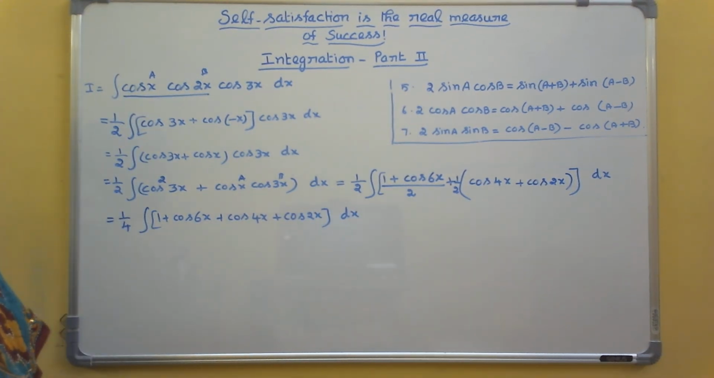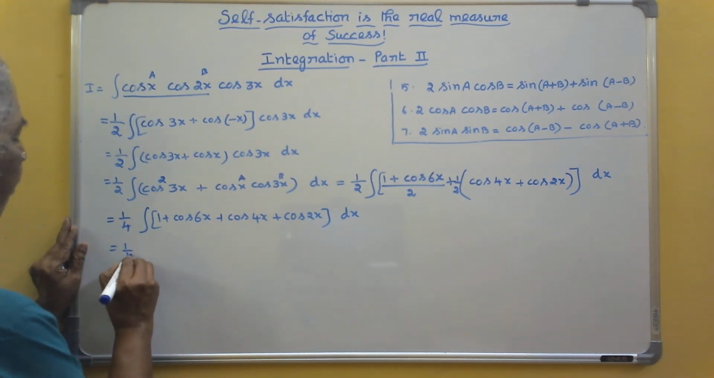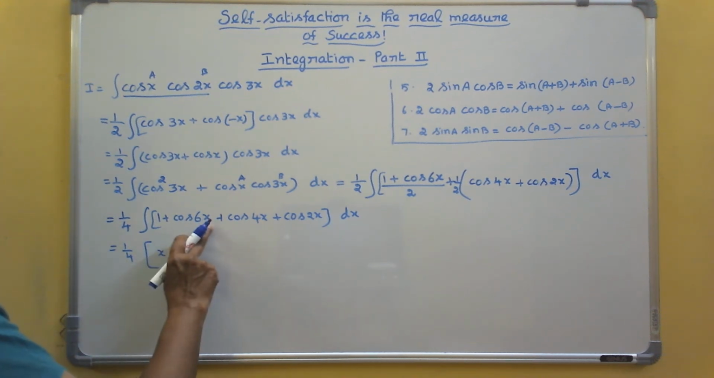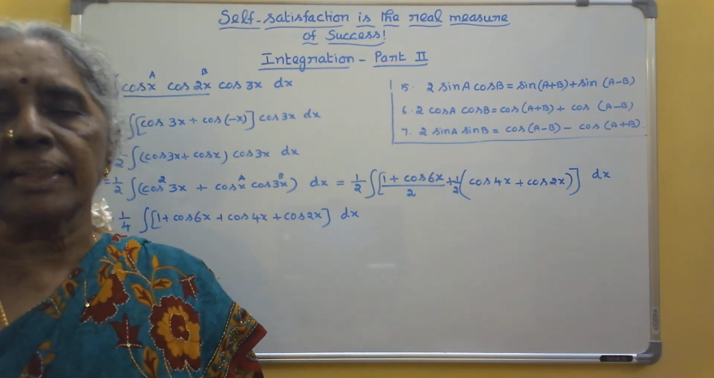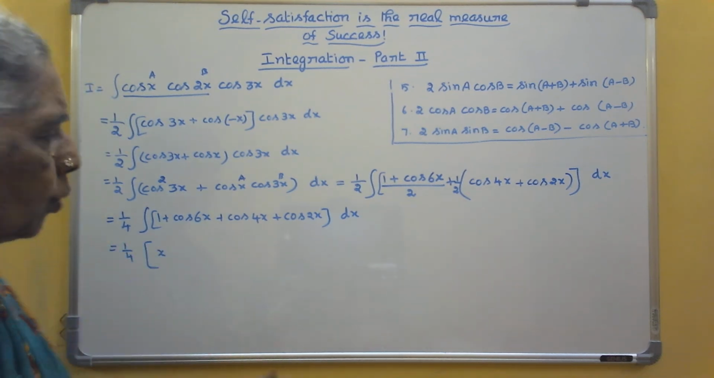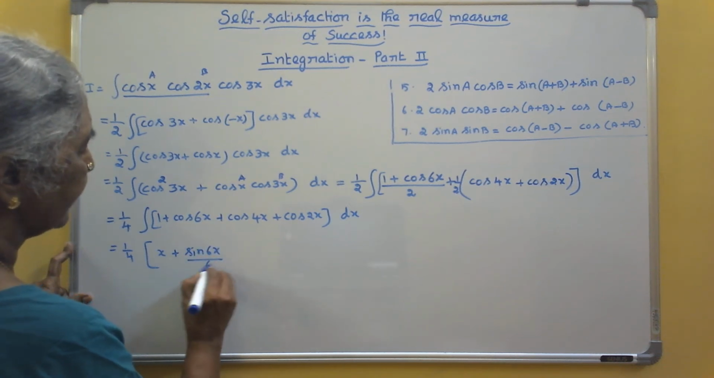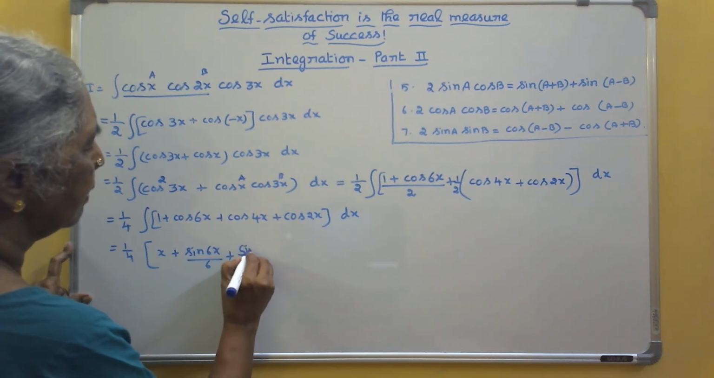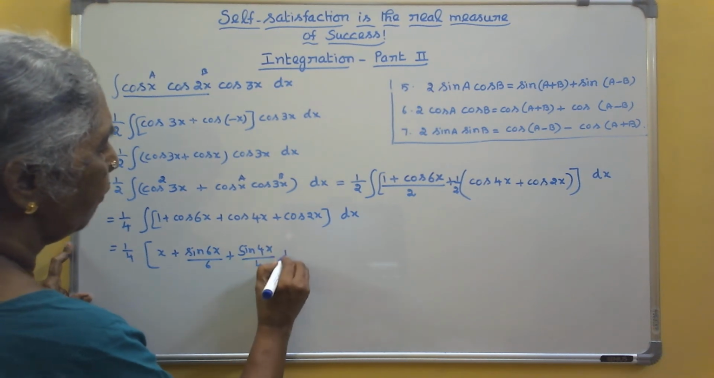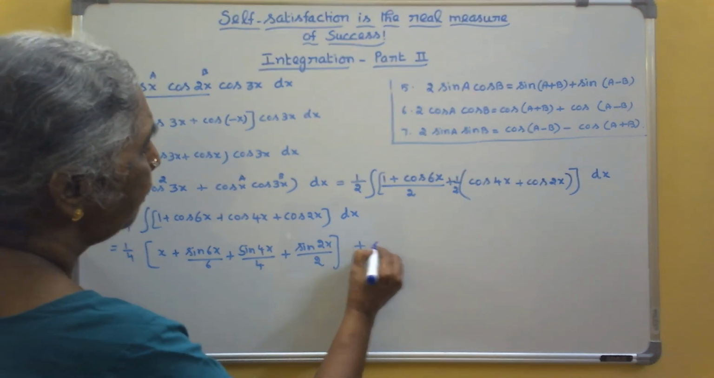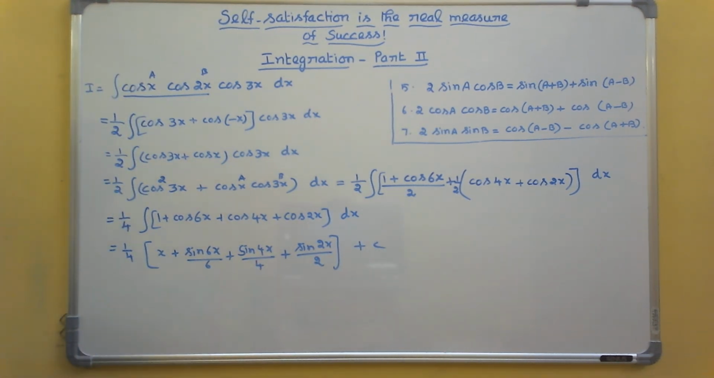We can easily integrate. So now 1/4, put a bracket. For 1 you know it is 1x, right? Then cos 6x, integral cos x dx is sin x plus c. So here for cos 6x you will get sin 6x by 6. For cos 4x you will get sin 4x by 4. Here you will get sin 2x by 2. Then plus c. If you want, you can leave it like that. If you want to take LCM, you can simplify. But this is enough.